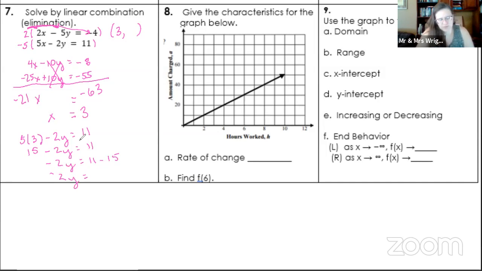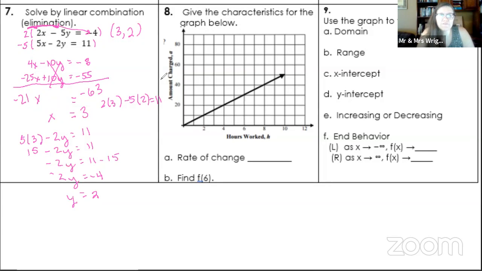Negative 2y equals, let's plug that into our calculator, 11 minus 15. We should have done that for 5 times 3 as well. I'm sorry, I forgot that. All right, so 11 minus 15 is negative 4. We want to divide that by negative 2 in order to get y by itself, and that gives us the answer of positive 2. Now we want to check our work. We're going to do that using the top equation. So I'm going to do 2 times 3 minus 5 times 2. We want to make sure that that equals 11, right? So I'm going to plug into my calculator 2, open parentheses 3, close parentheses, minus 5, open parentheses 2, close parentheses, hit enter.